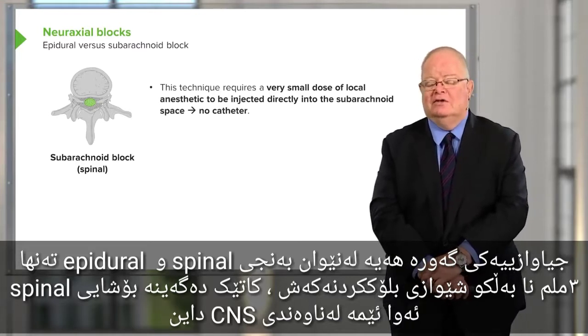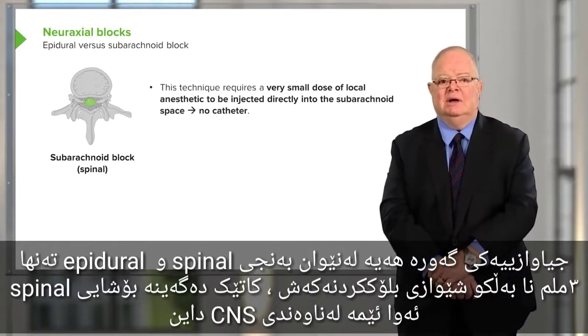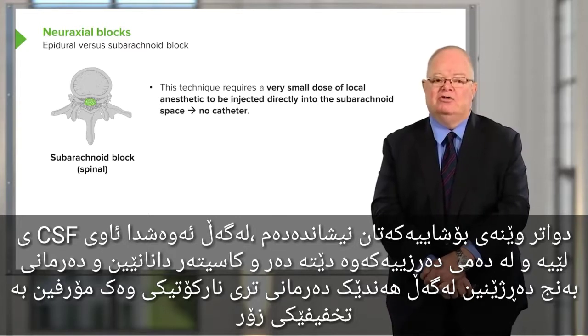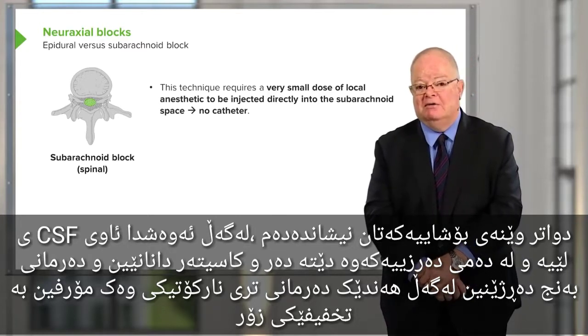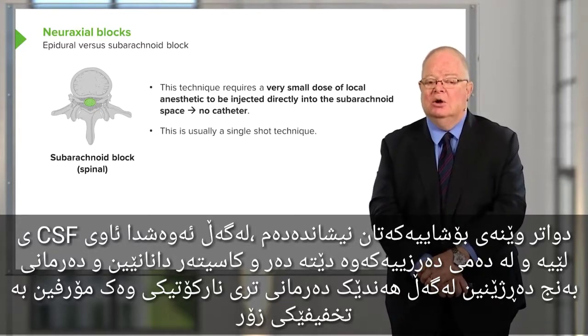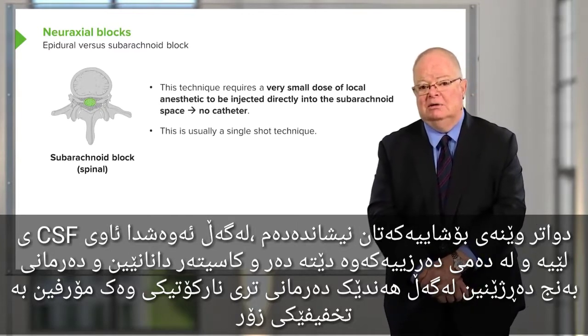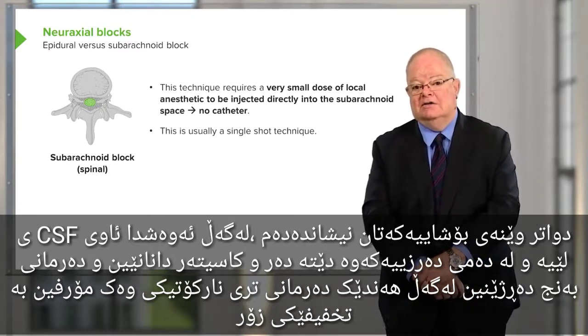The first thing is that when you get into the spinal space, the subarachnoid space, you're actually in the central nervous system. And you'll see in a picture I'm going to show you in a moment that you get cerebral spinal fluid dripping out of the needle. You do not place a catheter in this situation. You merely inject local anesthetic, sometimes with very dilute morphine or other narcotic, into the space.